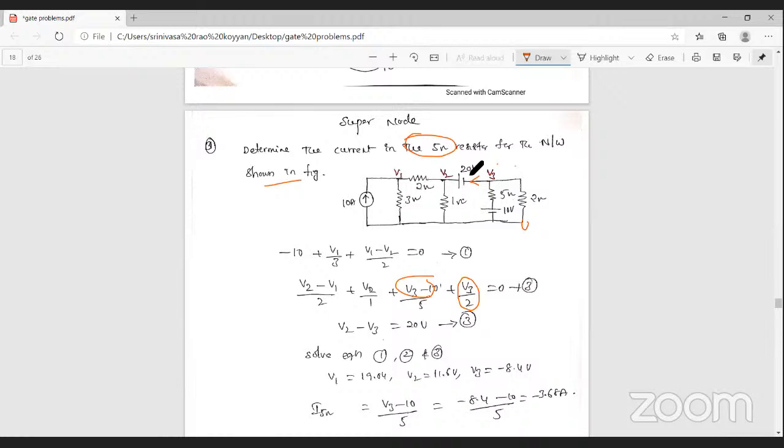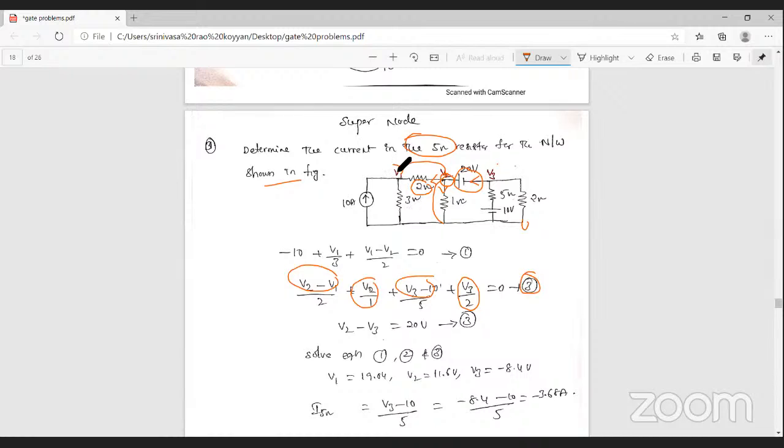Next, I came here. This is also the supernode. Apply the cases at this node: all currents are leaving. So V2 minus V1 by 2 ohm resistance. Next, V2 minus ground voltage 0 by 1, V2 by 1 is equal to, that is equation number 1.